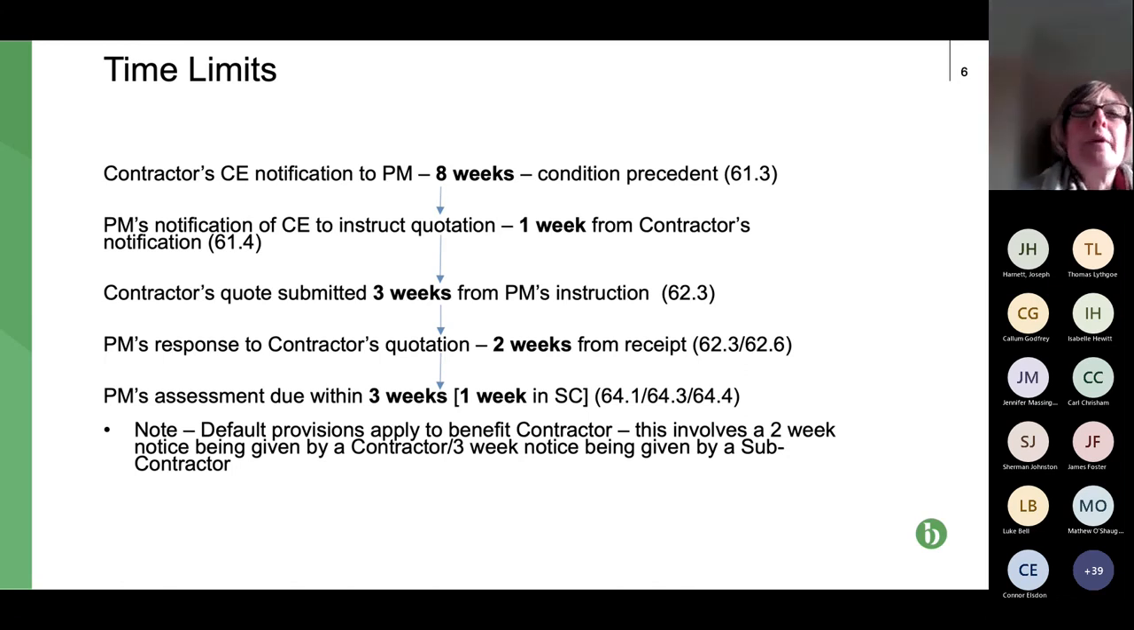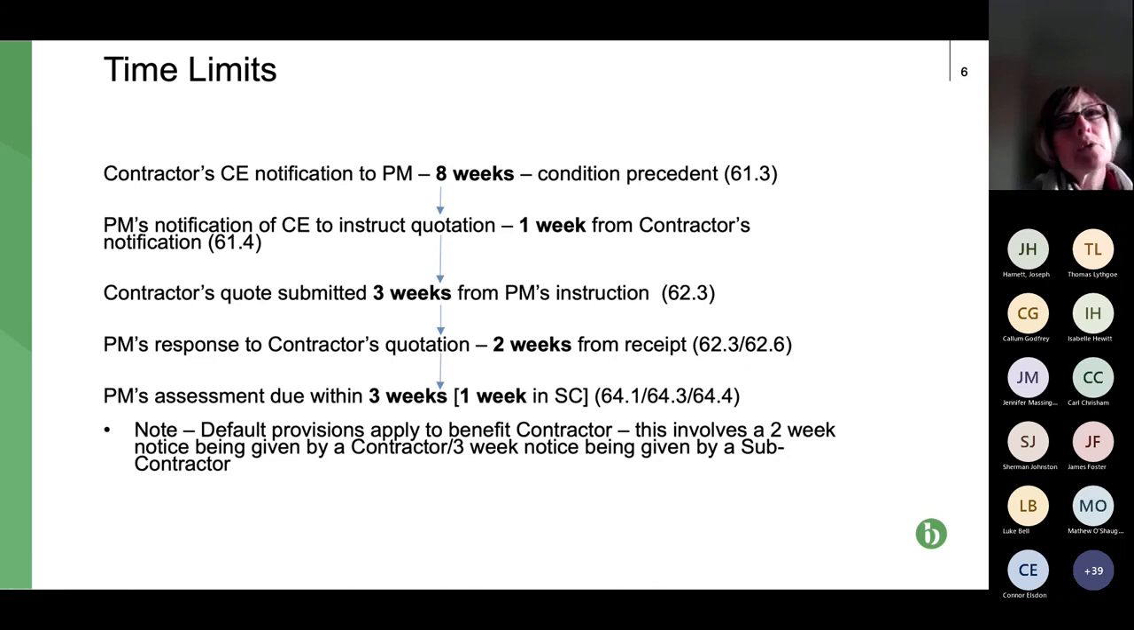I think that's very unfair to reduce it in that way, mainly because this clause 61.3 is a condition precedent. So what does that mean? Well, it means that if the contractor does not notify within that 8-week deadline, or 4 weeks if it's been amended, then the contractor still has to do the work, but does not get paid for it as a compensation event and does not get any extension of time.